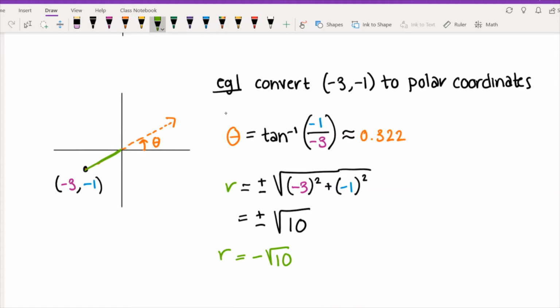So what are the polar coordinates of this point? Well, we list r first. So we have negative square root of 10. And then we have our angle, which, if you write it in exact form, is inverse tangent of, well, -1 over -3 is the same as 1/3. Or you can approximate square root of 10, but let's just leave that for now. And then you could say about positive 0.322.